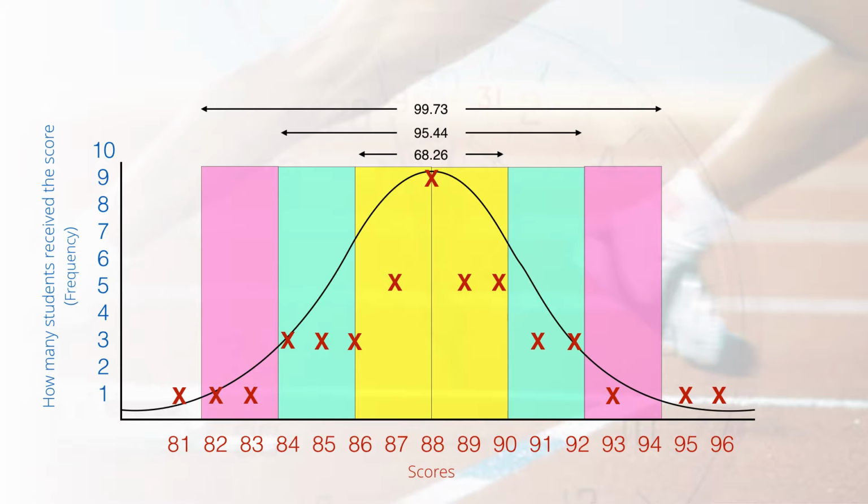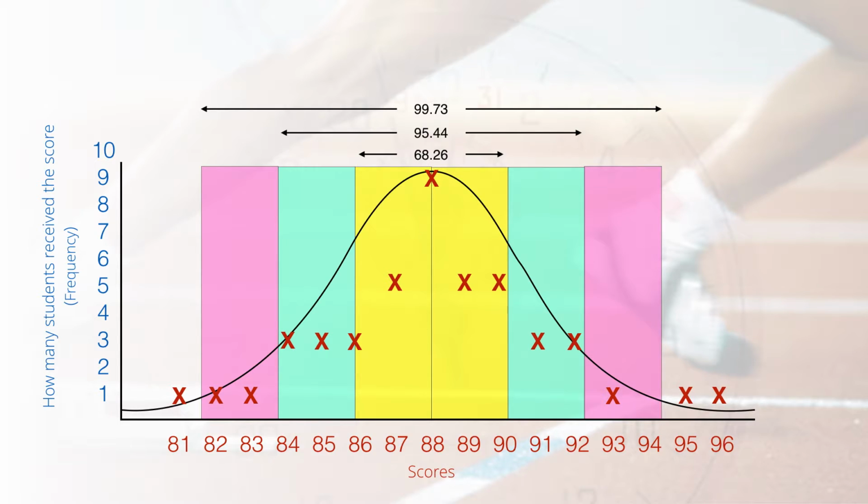3 students received scores of 84, 85, 86, 91, 92. 5 students all received scores of 87, 89, and 90. And then 9 students received a score of 88 on this particular test. Now, this is a fairly similar layout as the bell-shaped curve, demonstrating what we consider a normal distribution or close to a normal distribution of scores.